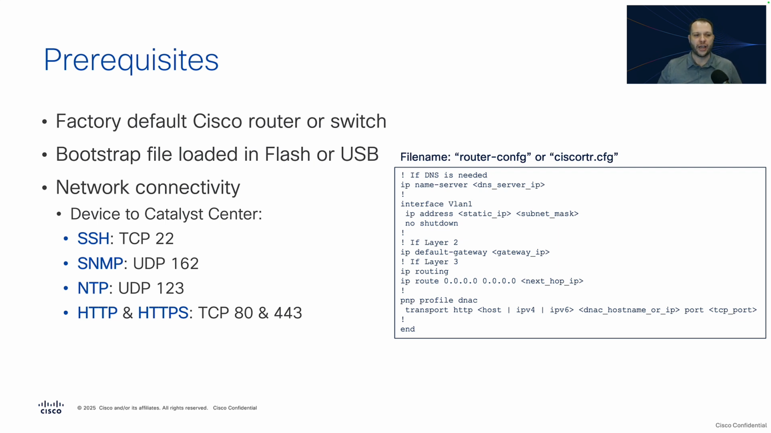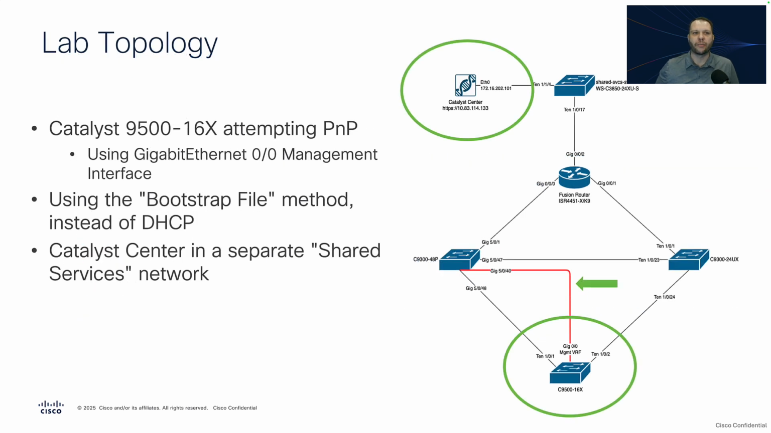The device will have to have connectivity to the Catalyst Center server on SSH protocol on port TCP 22, the SNMP protocol on UDP port 162, the network time protocol on UDP port 123, and also the HTTP and HTTPS protocols using TCP ports 80 and 443. On the right side of this slide, you'll see an example template of what a Bootstrap configuration file might look like.